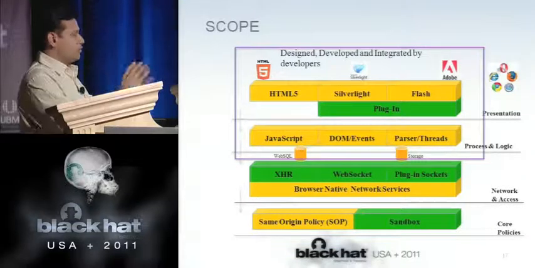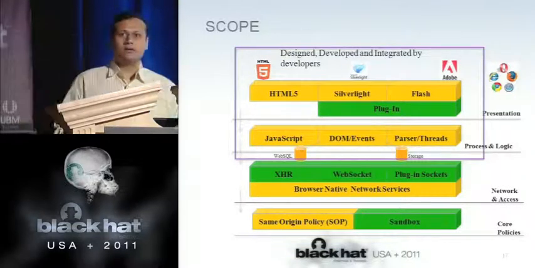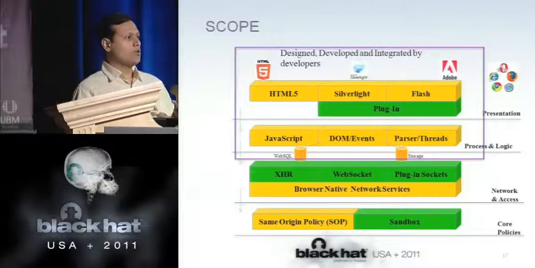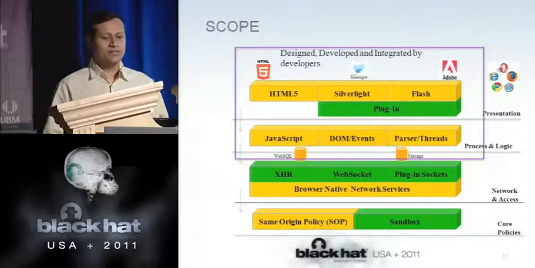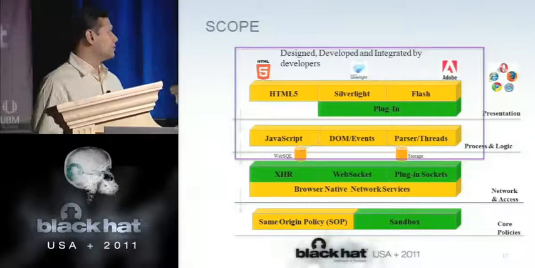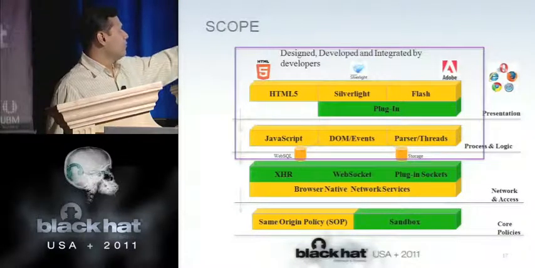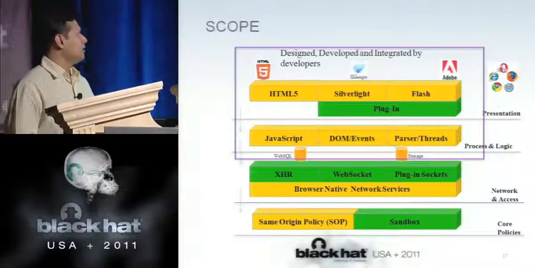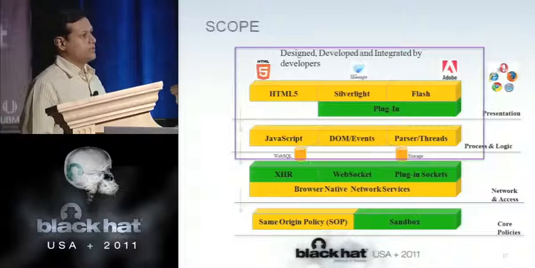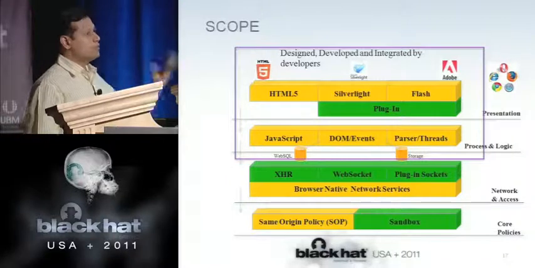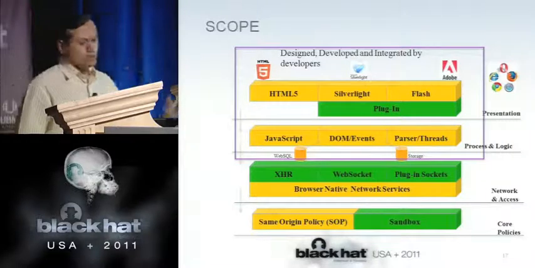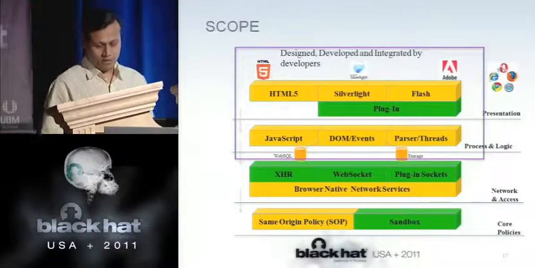So we are defining our scope here. We are not looking at the browser components which are written by the vendors. We are focusing on the application level components which are designed, developed, and integrated by developers. These components would be mainly sitting in these two areas, presentation and process logic, and making a call to Web SQL and storage. And these components may be written in HTML5 or Silverlight or Adobe and so on. So that's our scope of analysis.